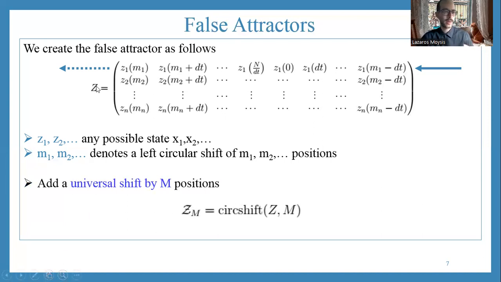So after I obtain this matrix zeta, I use one additional step to perform a universal shift to the left by m positions. This does not really affect the shape of the attractor, but it changes its initial position. So this can increase the key space that we're going to discuss later.